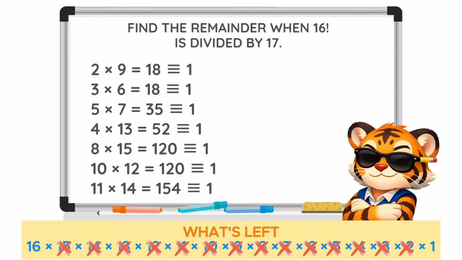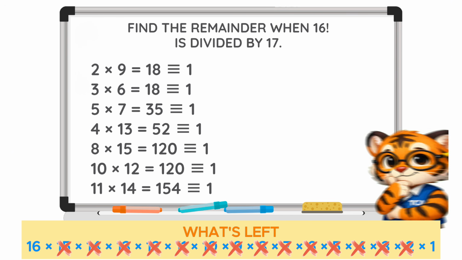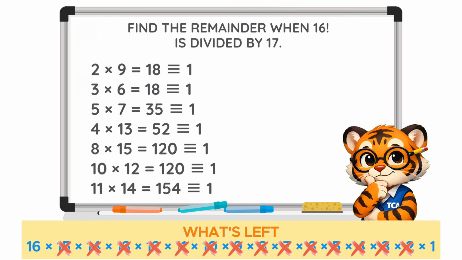Every number from 2 to 15 has now canceled to 1. Only 2 numbers are left standing, and they decide the whole answer. That being said, can you see what's left in the numbers below? After all the pairs vanish, only 2 numbers are left, the 16 at the start and the 1 at the end. 1 times anything is just itself, so it's all down to 16.